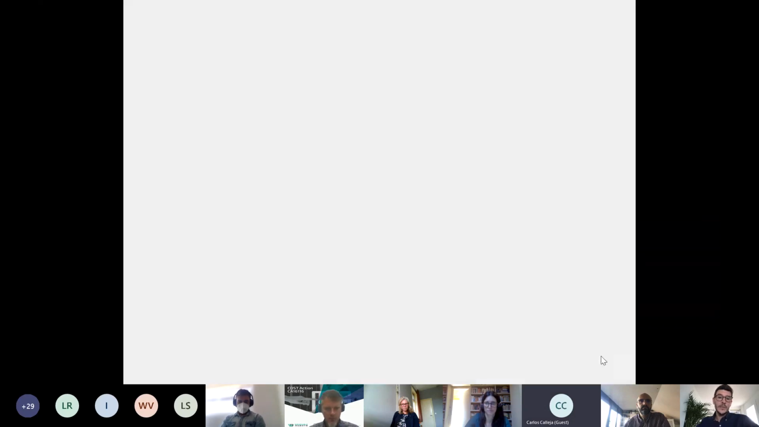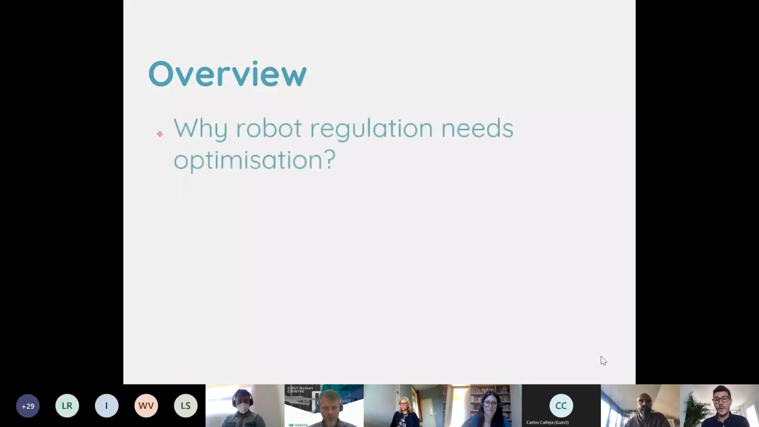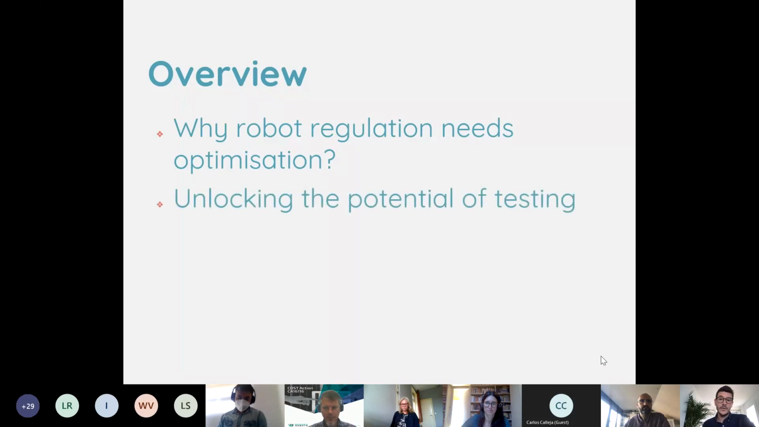So today we kick off this presentation with some of the difficulties in regulating emerging robotics. In this presentation, we will try to answer the question of why robot regulation needs optimization and why this matters to you. We will present our ideas on the potential of using testing zones for robot technologies as a tool for optimizing and ameliorating current standards.